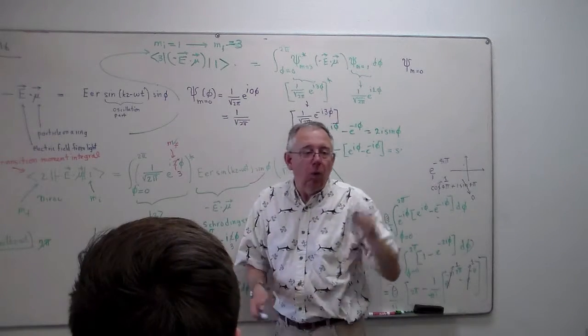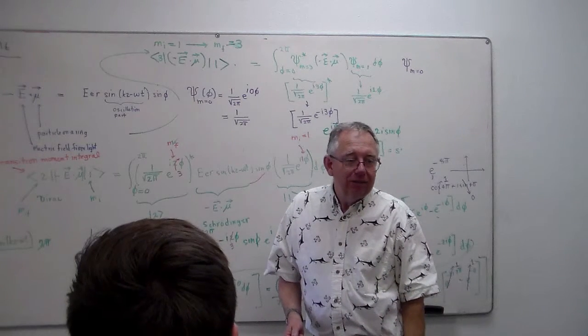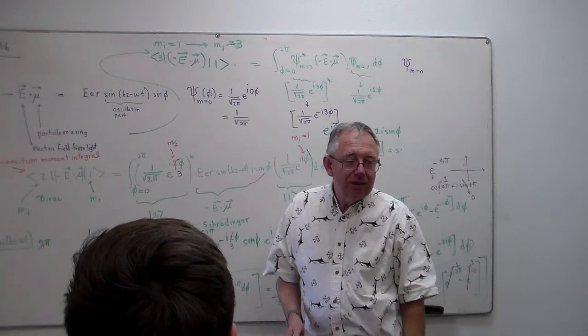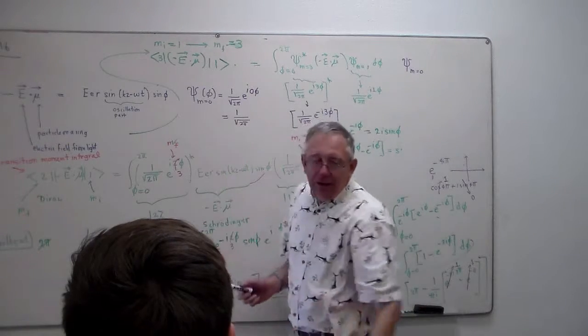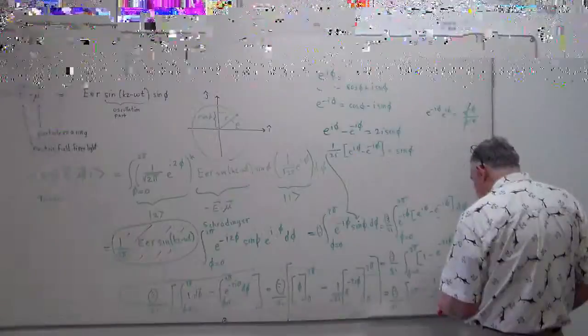Now, I'm going to ask you, why is the square root of 1 over 2 pi there? There's a reason why it's there, and nothing else is there. It starts with the letter N. This wave function is normalized. Exactly right. So you know more than you think you know. A normalized wave function says if we go from phi equals 0 to 2 pi.